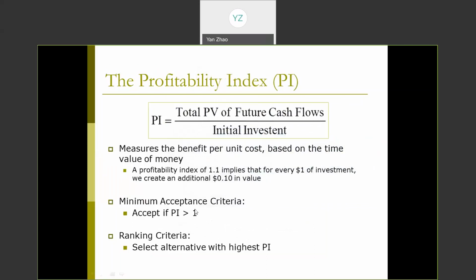So the minimum acceptance criteria: accept the project if the profitability index value is greater than 1. Of course, you want your total future value higher than your initial investment, right? If the discounted future cash flow value is lower than your initial investment, you should never ever do the project. So the ranking criteria: if you have 100 projects with different PI, which one do you pick? Of course, the highest one.